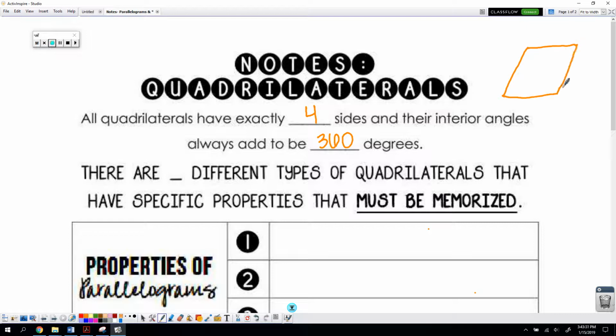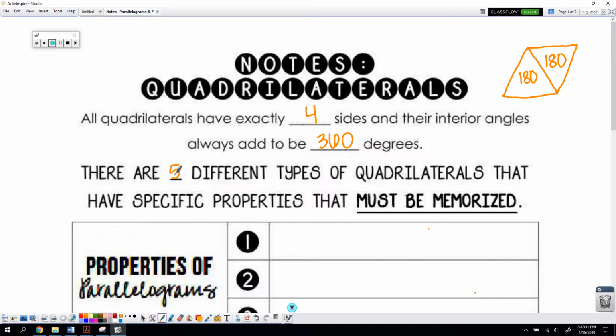And you can actually cut it in half. If you cut it in half, you'll notice that you have 2 triangles there. Every triangle has 180 degrees in it, so you would be adding 180 plus 180, which would get you to 360. All right?